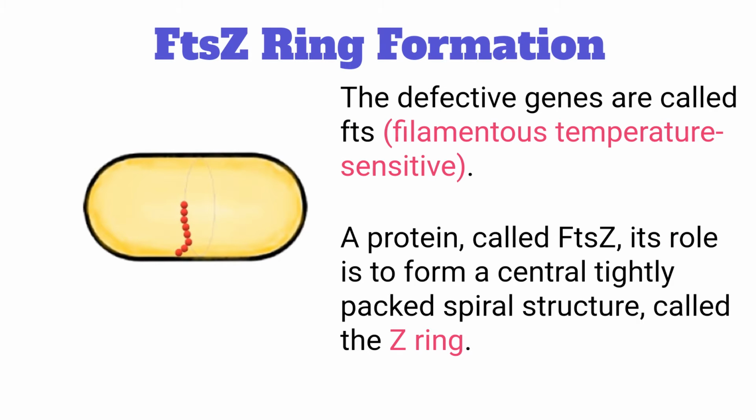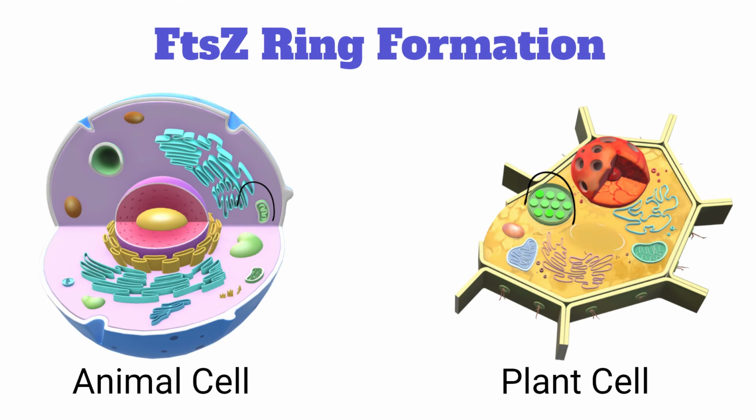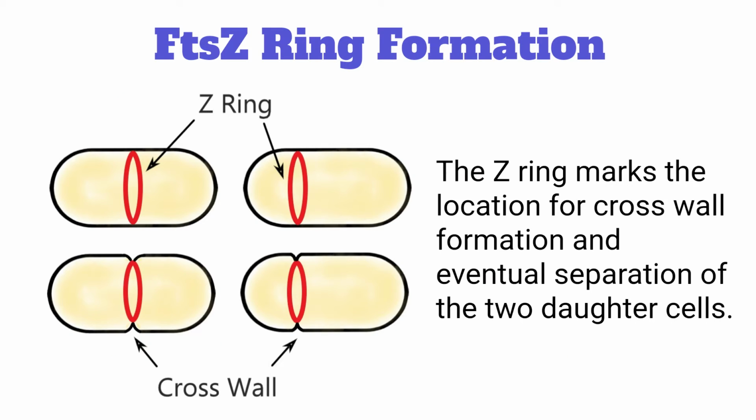One such protein called FtsZ is conserved among all bacterial species, and its role is to form a central tightly packed spiral structure like this called the Z ring. A similar protein is also found in chloroplast and mitochondria. The Z ring marks the location of crosswall formation and eventual separation of the two daughter cells.